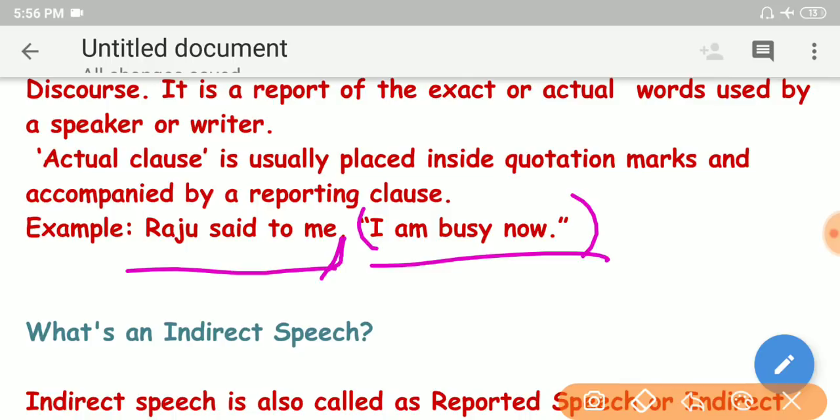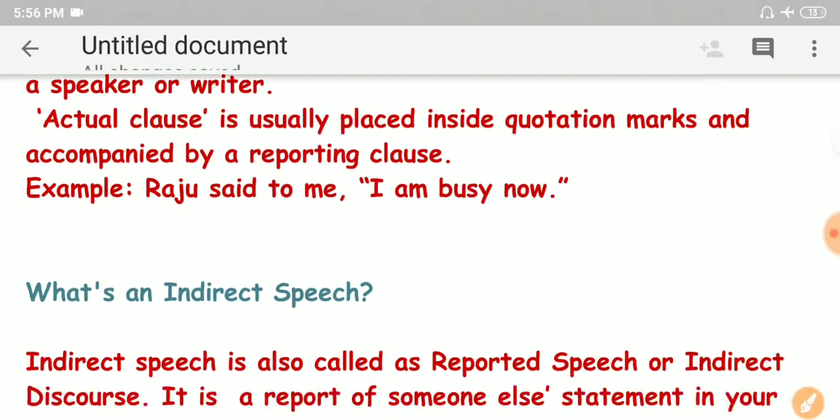At the same time, especially in actual words, all types of punctuation marks should be used in direct speech, my dear friends. So punctuation marks like question mark, exclamatory mark, etc. should be used wherever necessary in direct speech, my dear friends.